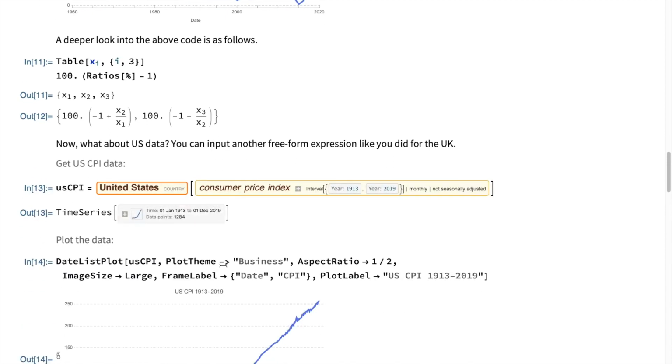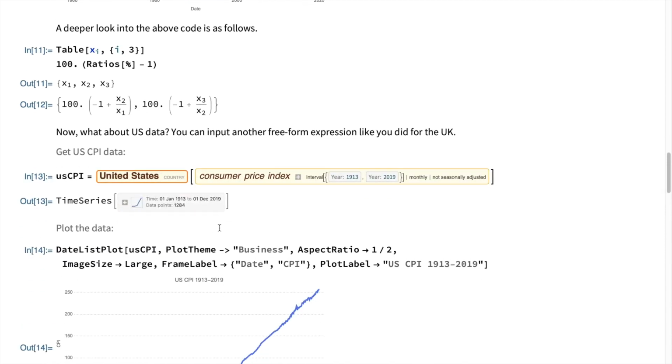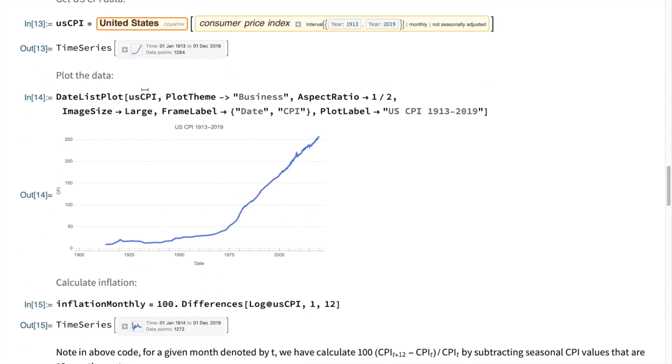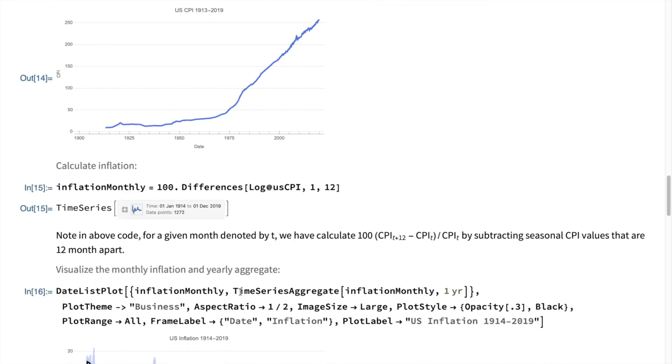Now, what about the US? Let's get its data now. The US has data since 1913, which we'll put in our USCPI variable. We can visualize it using a DateListPlot, and we see a much faster inflation happening starting in the 1970s. Now we can calculate inflation. Our plan is to calculate the percent change in CPI of similar months across successive years. This is such that we can account for seasonality.